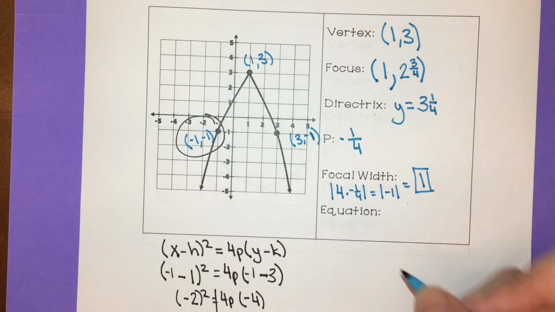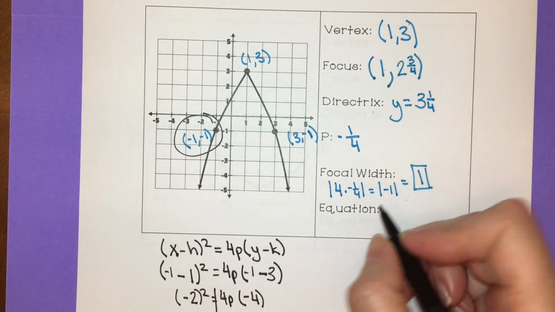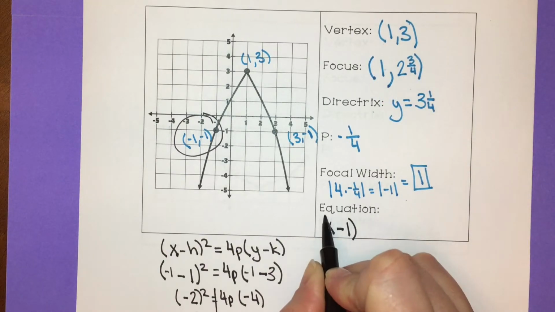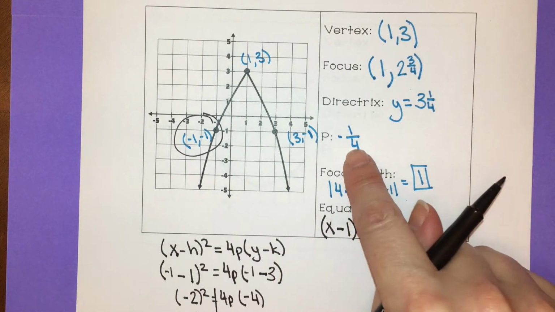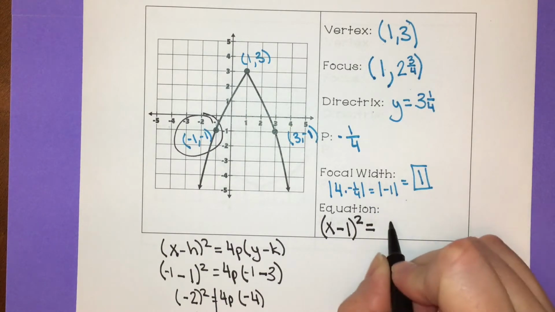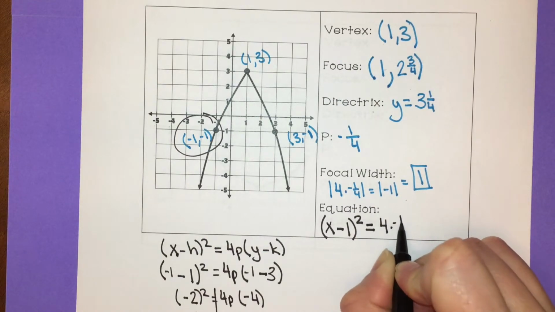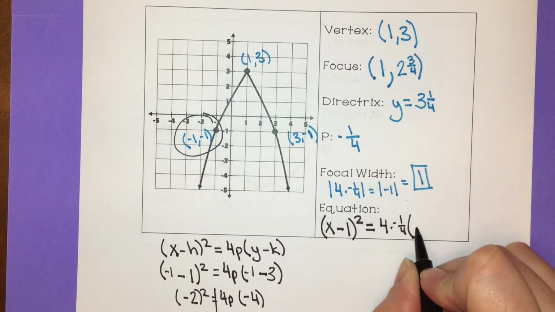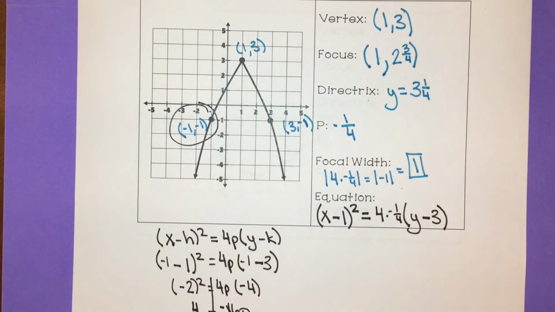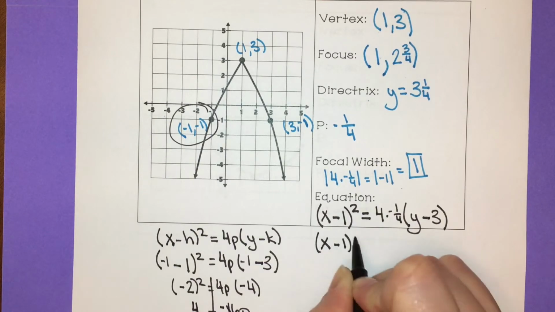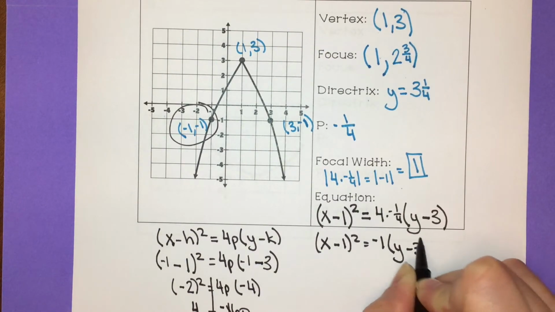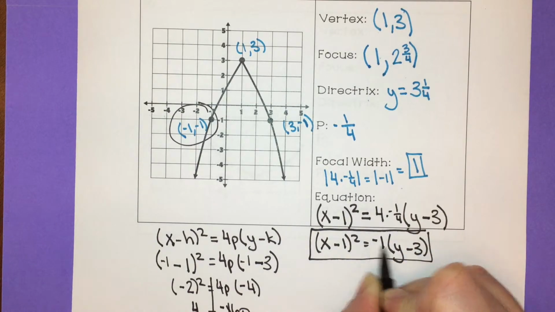So my equation is x minus the x coordinate of the vertex, which is 1, squared is equal to p times 4. So p times 4, or 4 times p, 4 times -1/4, multiplied by y minus the y coordinate of my vertex, which is 3. This I can simplify. x minus 1 squared equals 4 times -1/4 is -1 multiplied by y minus 3. And I can leave it like this, or I didn't have to write the 1 there, I could just write negative.